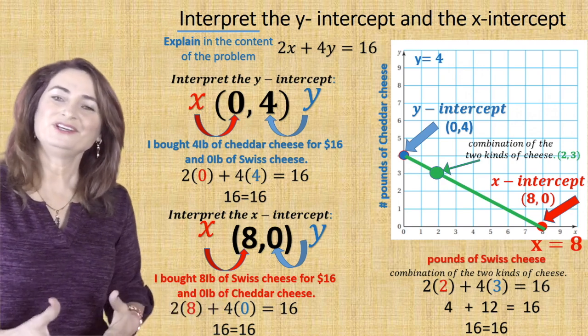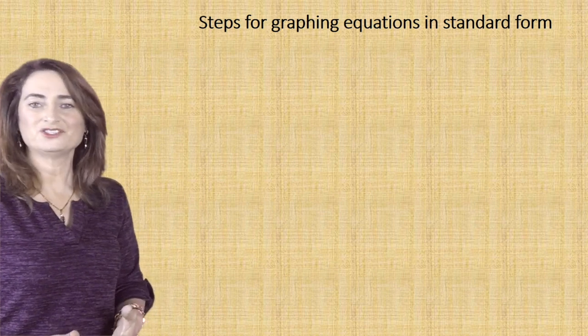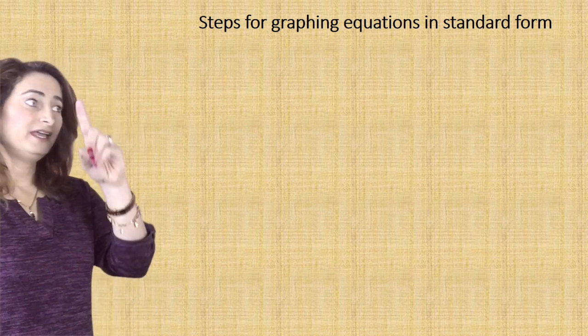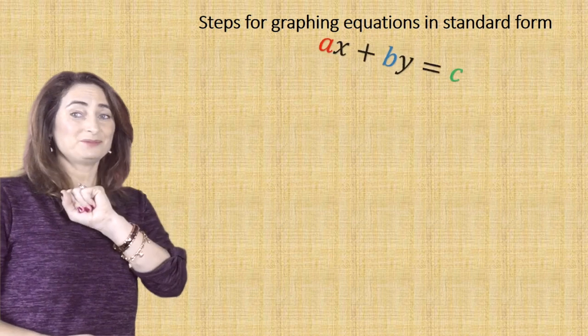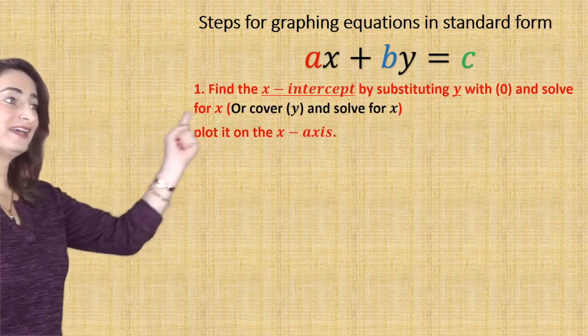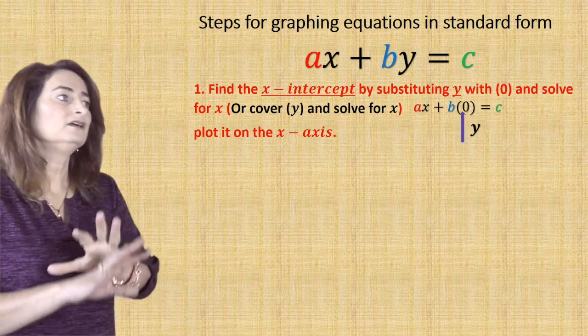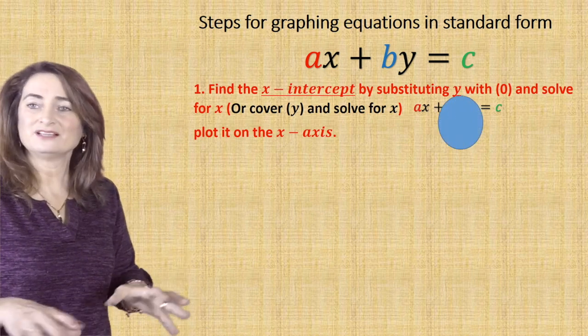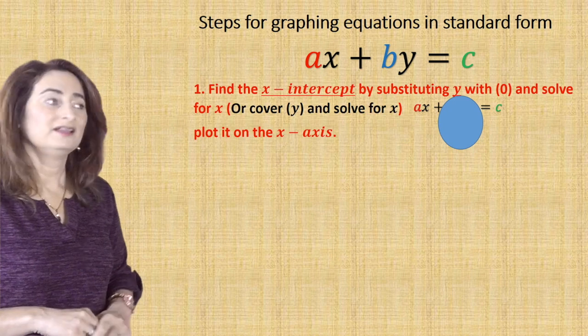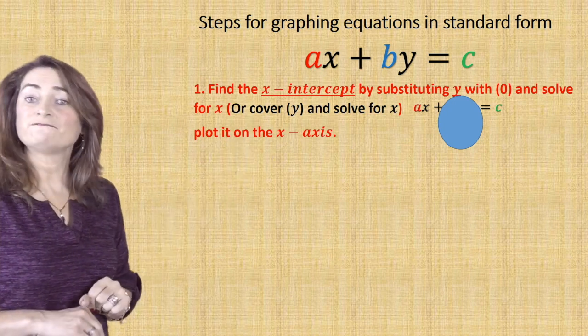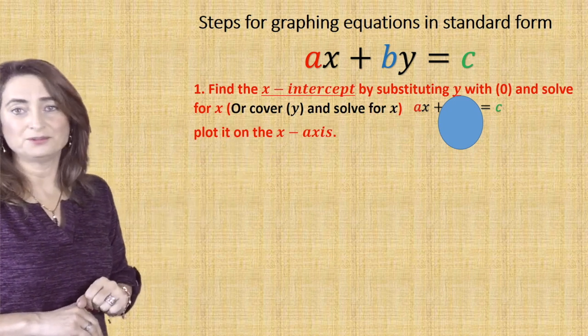Now let's review the 3 easy steps of graphing equations in standard form, Ax plus By equals C. Step number 1 is to find the x-intercept by substituting y with 0, or just cover y completely because anything times 0 is 0. Solve for x, find that number on the x-axis and put it down.